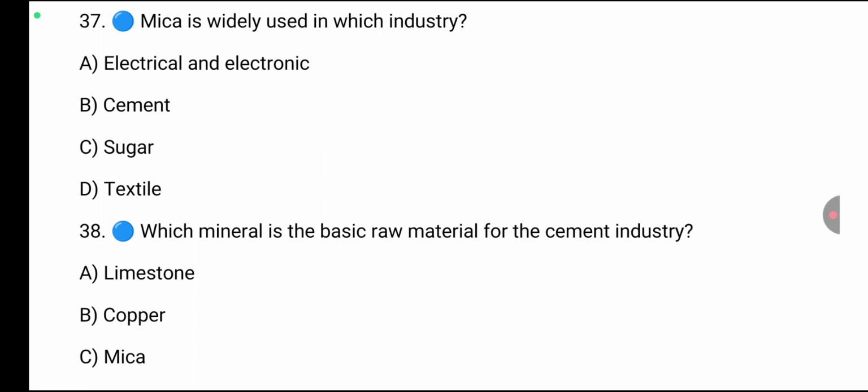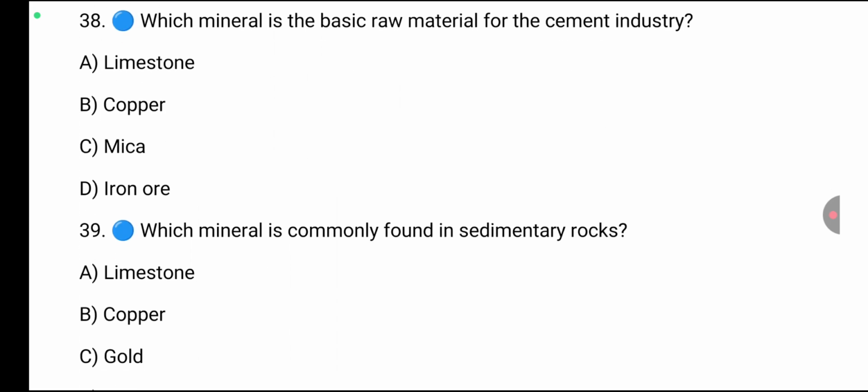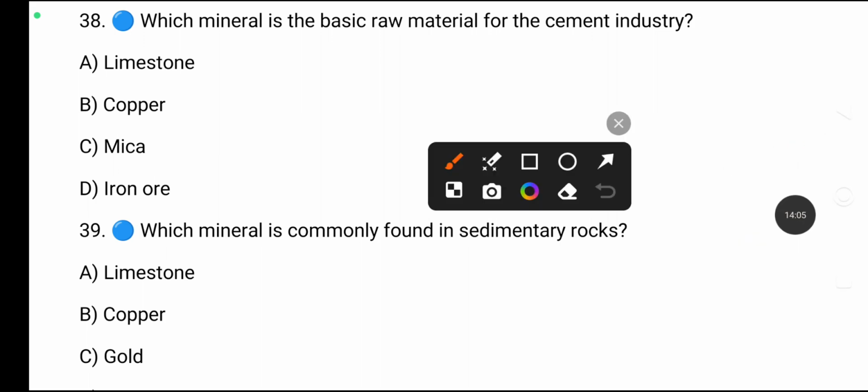Now moving to question number 38. Which mineral is the basic raw material for the cement industry? Limestone, copper, mica, iron ore. That is limestone.